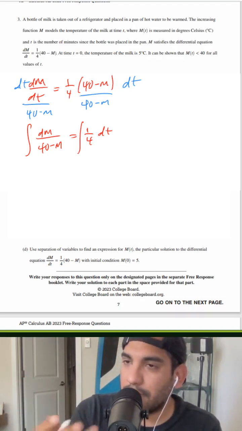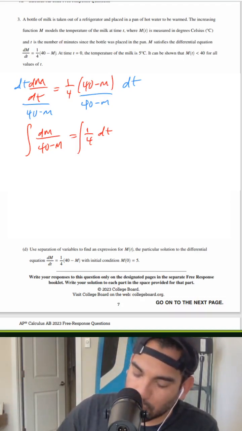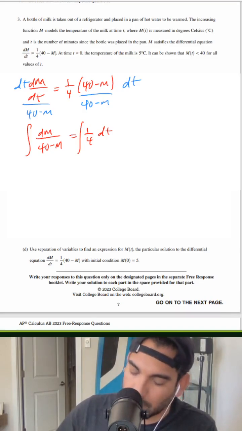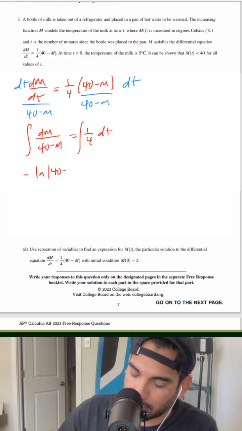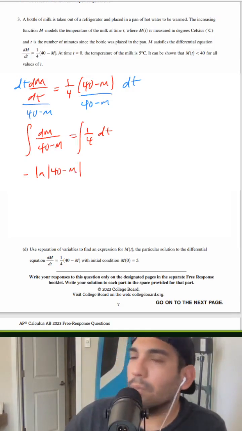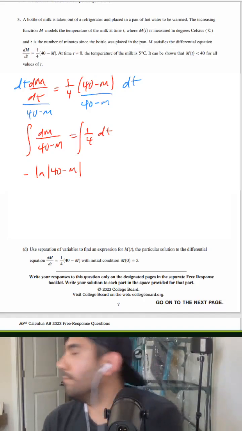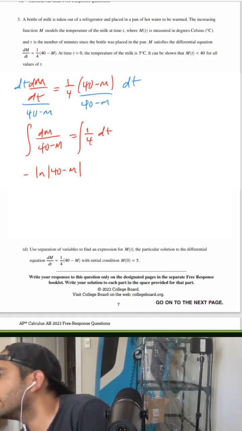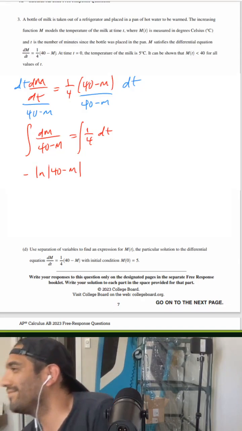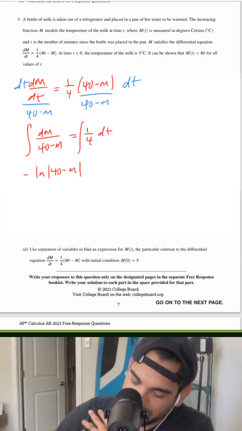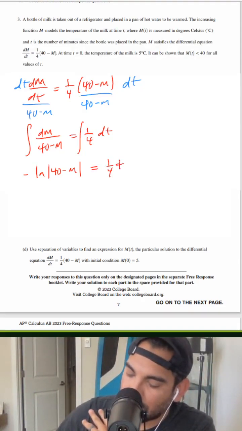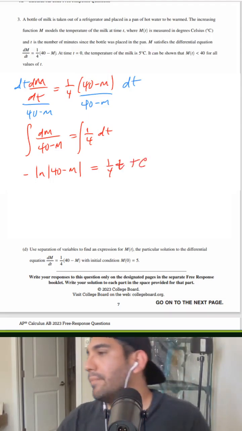The integral on the left side, you have to be very careful. Technically, you have to use a u substitution. The answer is negative natural log of 40 minus m. The reason is that when we use u substitution, with u equal to 40 minus m, the derivative of that is negative 1. And the right side is going to be 1/4 t. And don't forget, now we add the plus c.